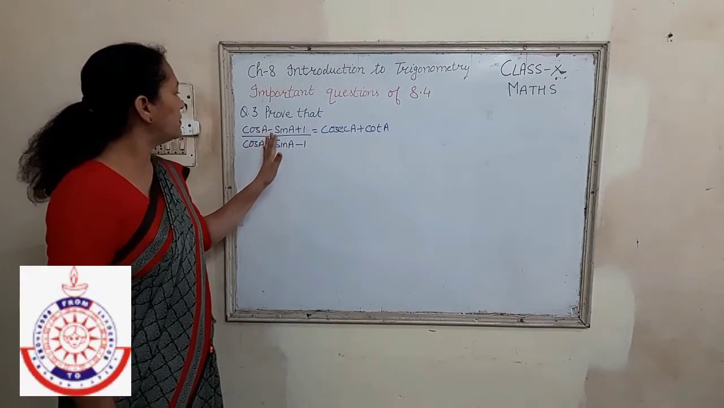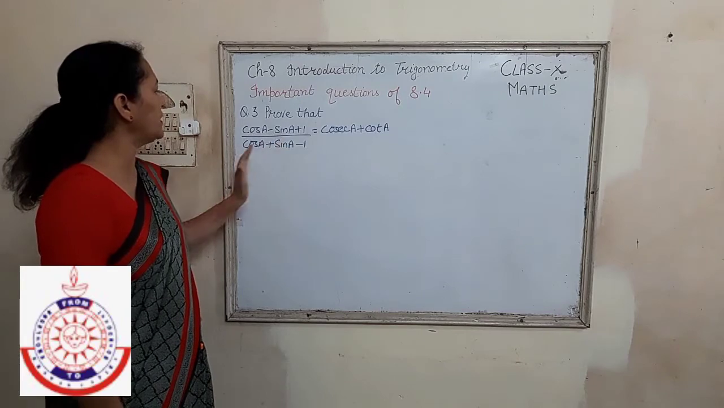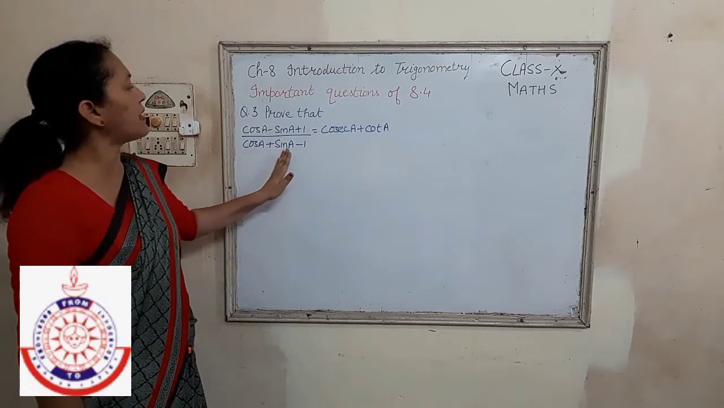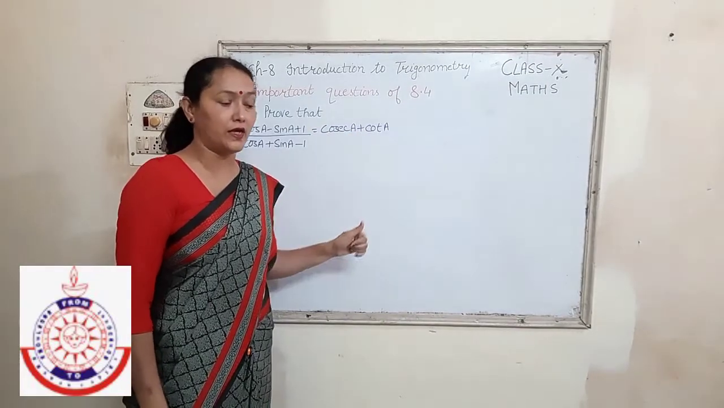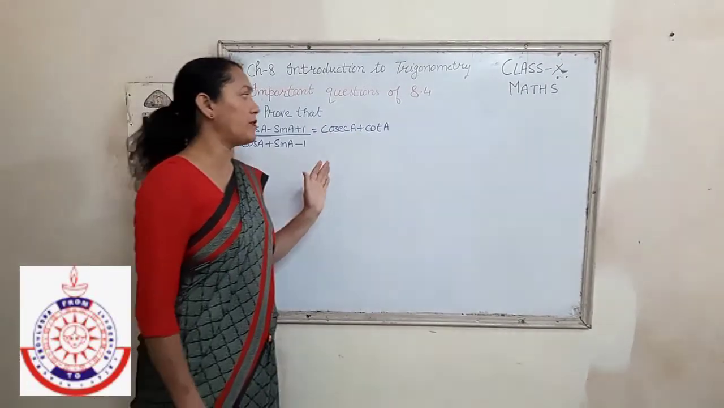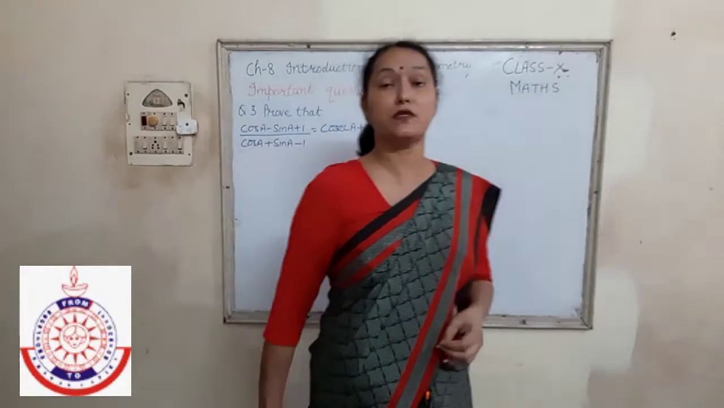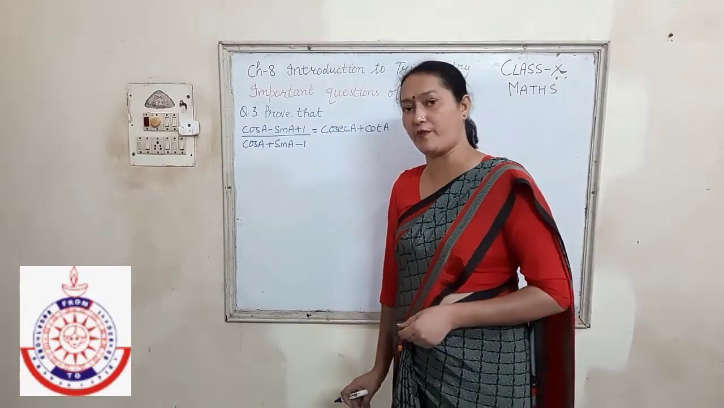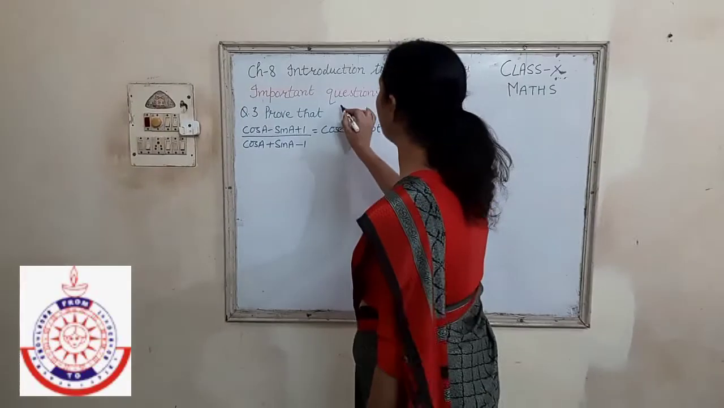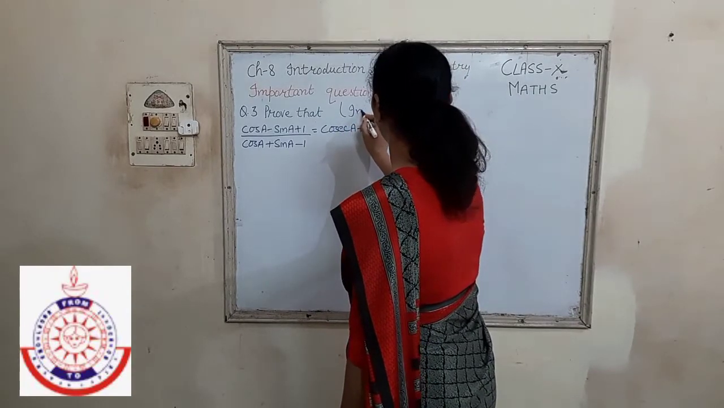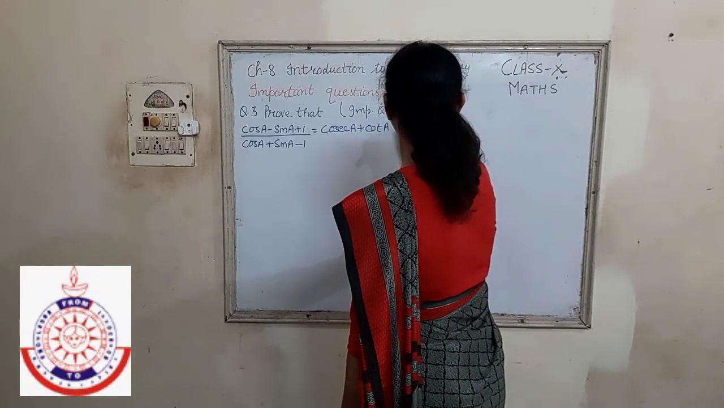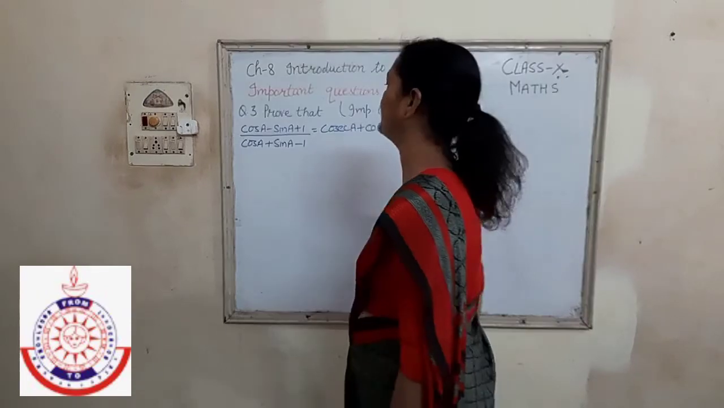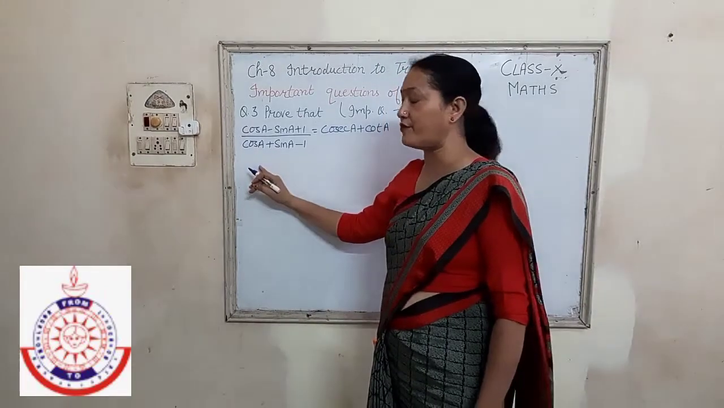Next question: cos A upon cos A minus sin A plus 1, upon cos A plus sin A minus 1. We have to prove it equal to cosecant A plus cot A. And just remember, from the examination point of view, this is the most important question of 8.4. Every year it comes. And that too of how many marks? 4 marks. So try to understand it carefully.